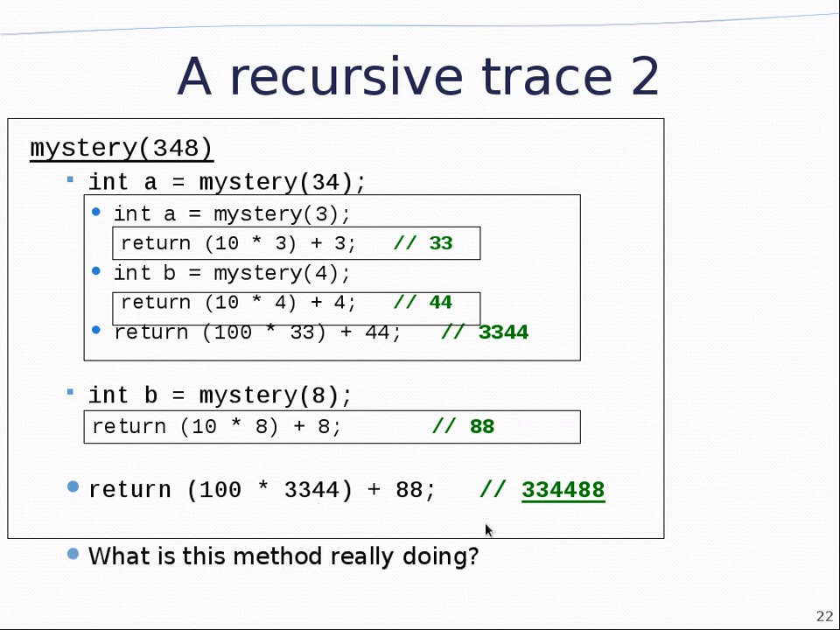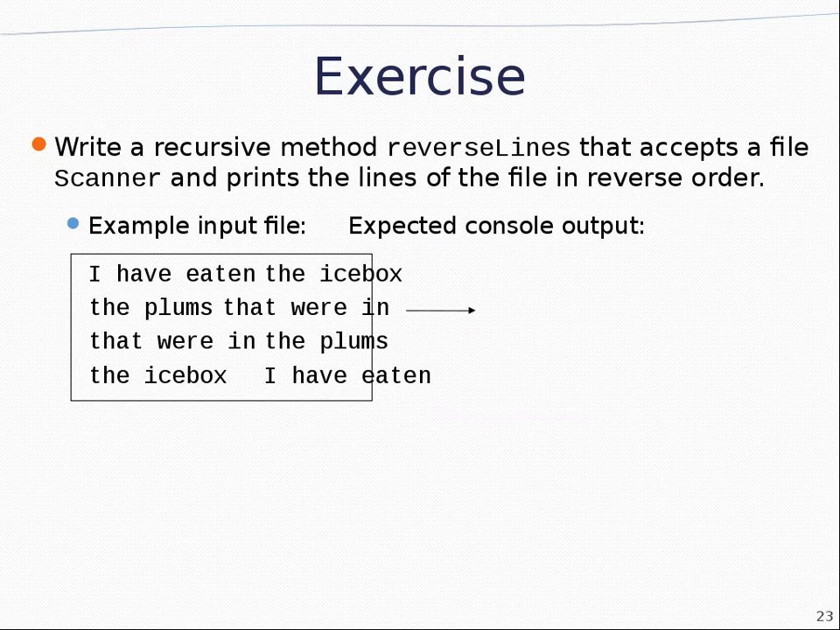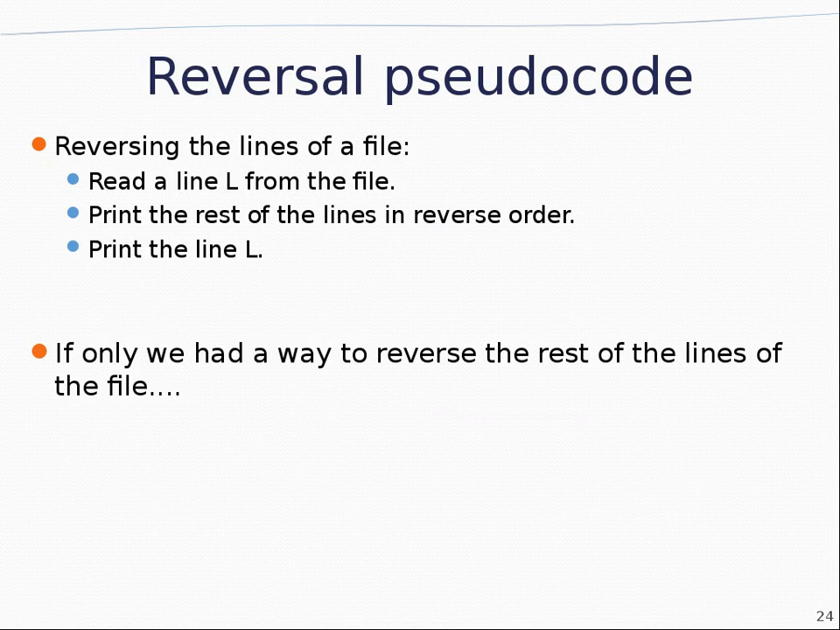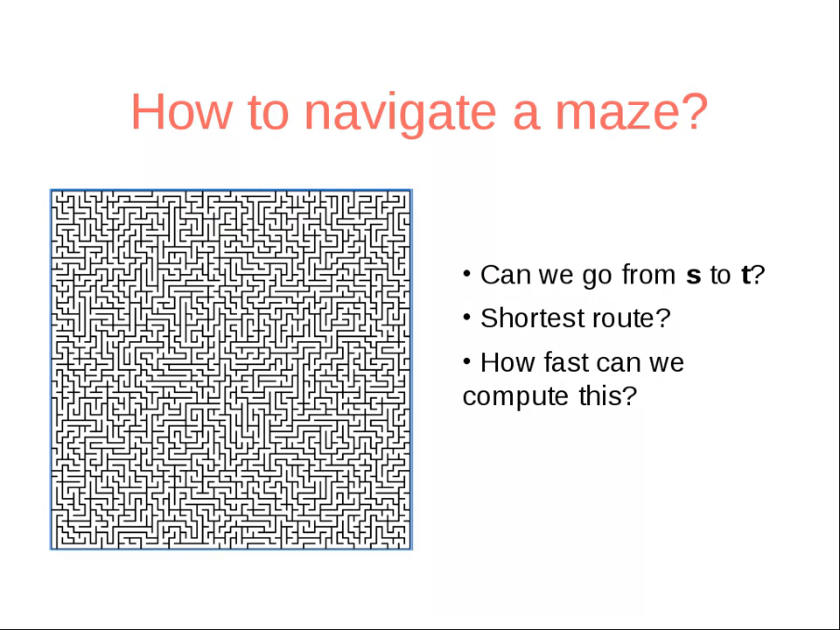What was this method really doing? Compare the input to the output. Doubling every digit. All right, we're not going to do this exercise. Okay. Let me go and pause there.